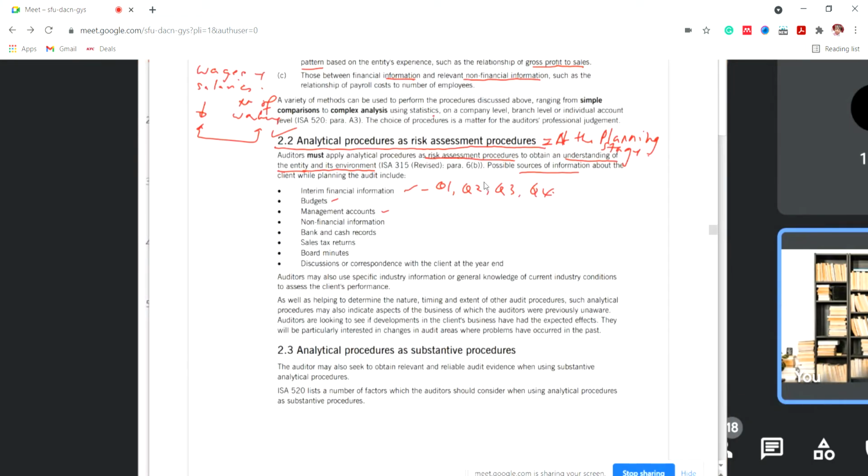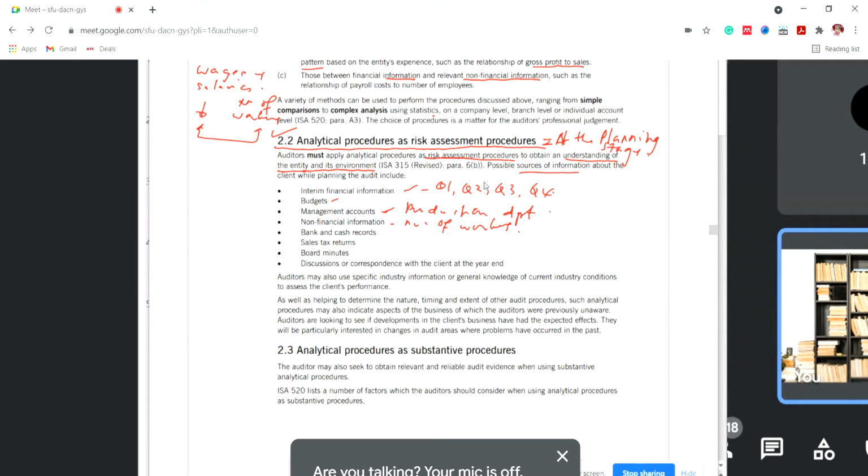Management account. So this is come from the production department. Okay, nak tengok how many number of workers and so on. Non-financial information, this is number of workers. Okay, bank and cash record, sales tax return, board minutes and discussion or correspondence with the client at year end. Discussion with the clients.